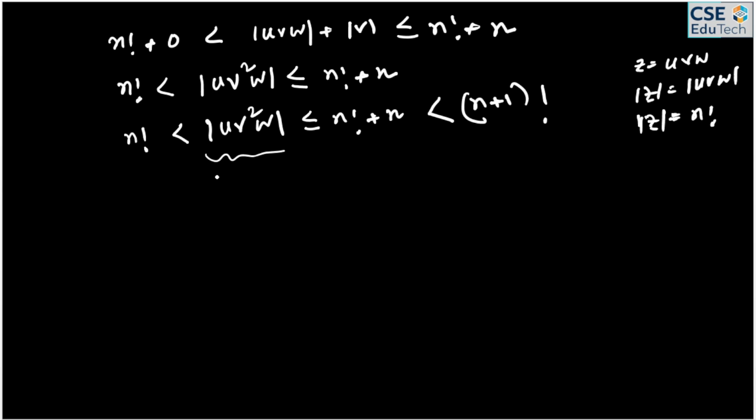Because if n is 2, then we compare 2 factorial and 3 factorial. 2 factorial means 2, and 3 factorial means 6. So no string has a length strictly between 2 and 6, because here the length is 4, which lies between 2 and the length of uv. This is basically the contradiction. So we can say that uv²w does not belong to the language, hence L is not regular.